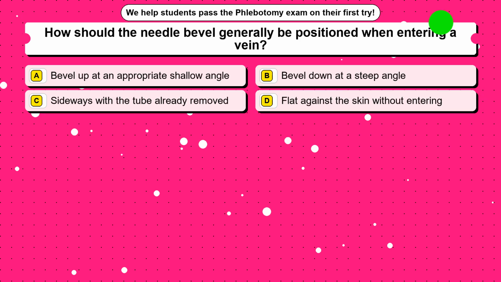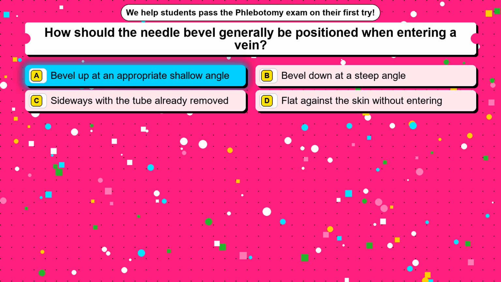Question 25. How should the needle bevel generally be positioned when entering a vein? Option A. Bevel up at an appropriate shallow angle. Option B. Bevel down at a steep angle. Option C. Sideways with the tube already removed. Option D. Flat against the skin without entering.